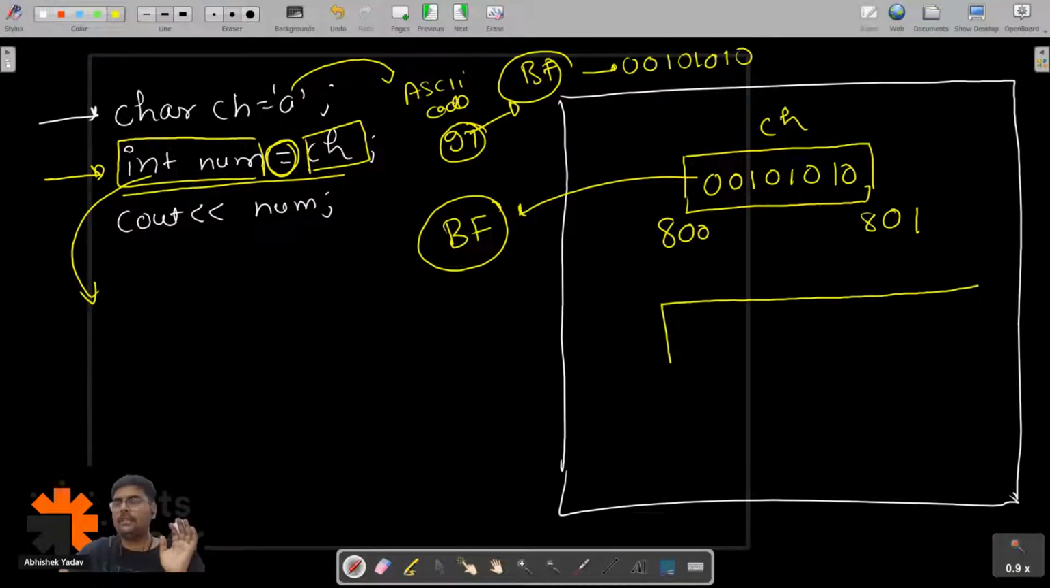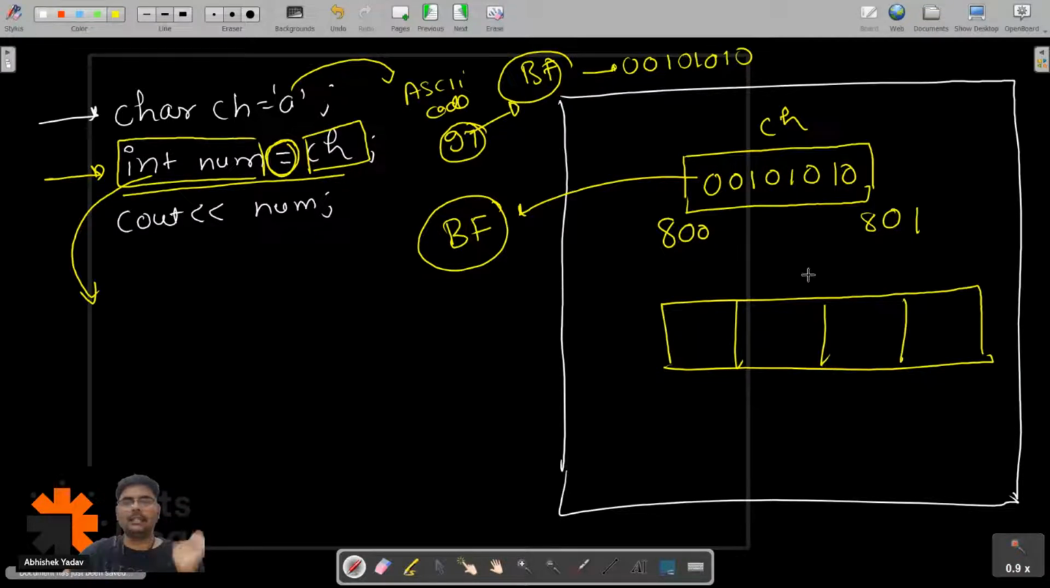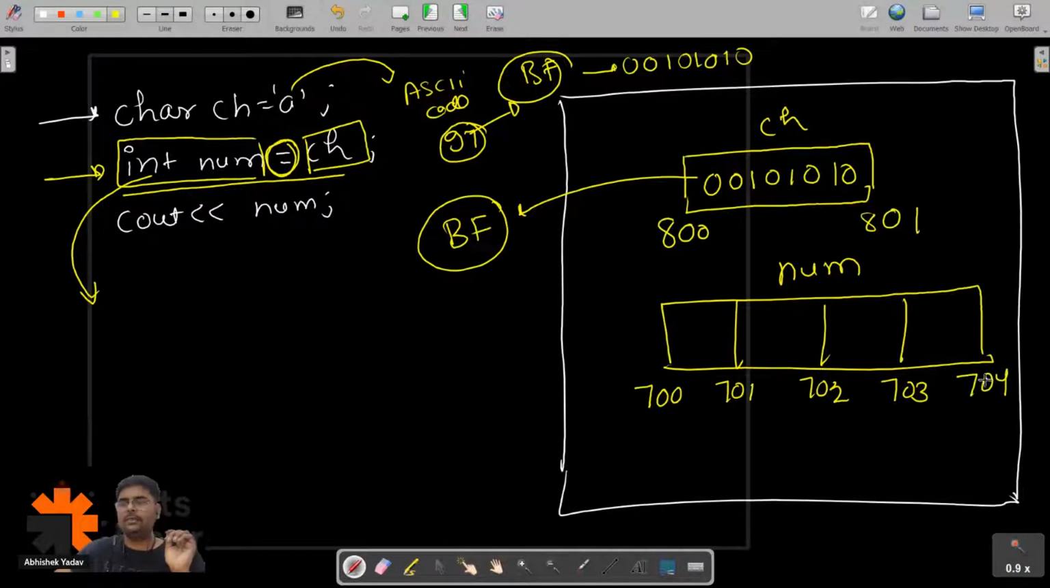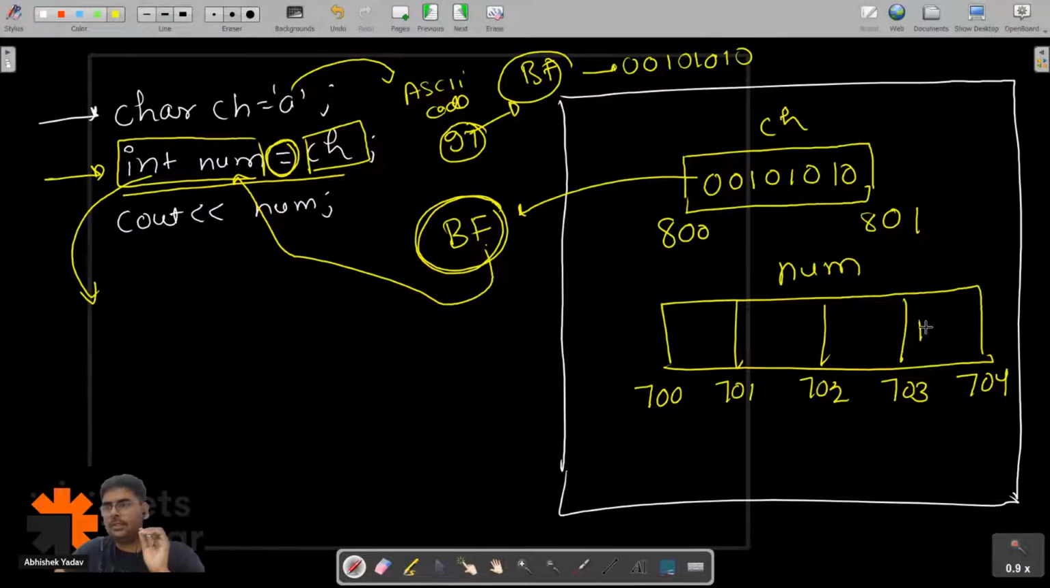So 4 bytes will get allocated like this inside the computer memory. That is, this is num here, and there will be some starting address. Let's assume the starting address is 700, 701, 702, 703, 704. After that, what will happen? This is the binary format data I have, and I have to store this binary format data to num. So this data will be stored here, that is 0 0 1 0 1 0 1 0.